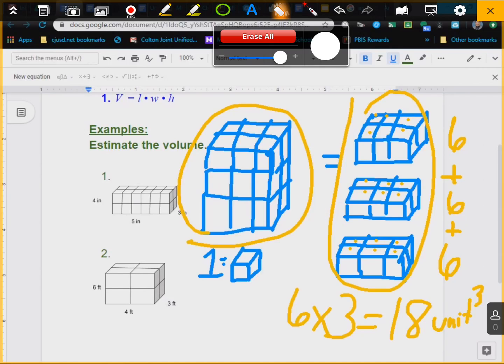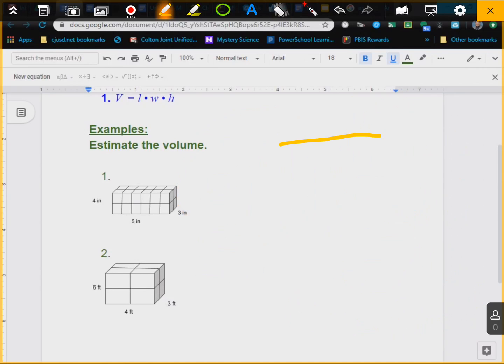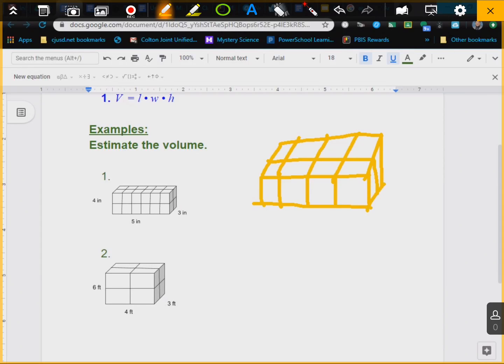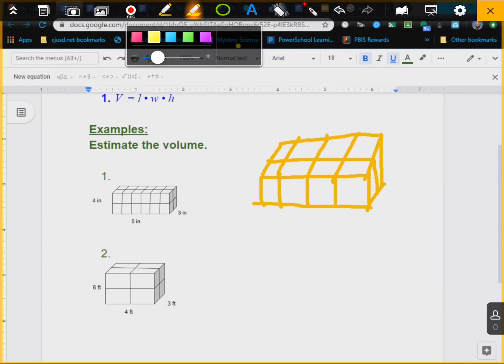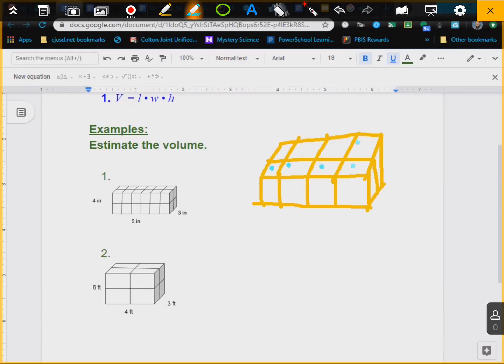They might just show you one like this, and they might say something like, okay, there are 4 of these total. Since there's 4 of these, how many are there? And you'd have to count. Okay, well, I see there's 1, 2, 3, 4, 5, 6, 7, 8. If they say there's 4 layers, I got to do 8 times 4, which equals 32.